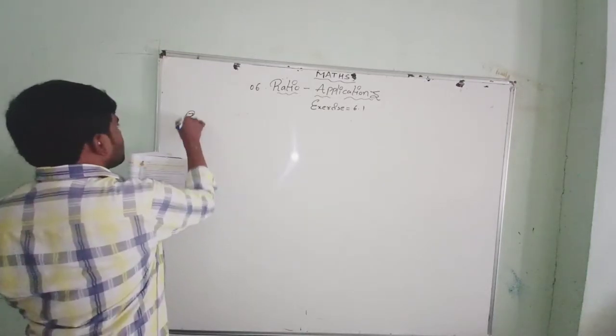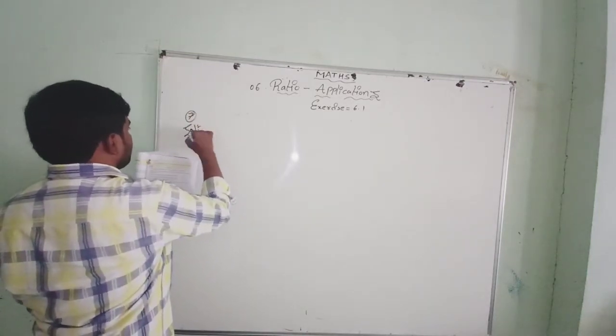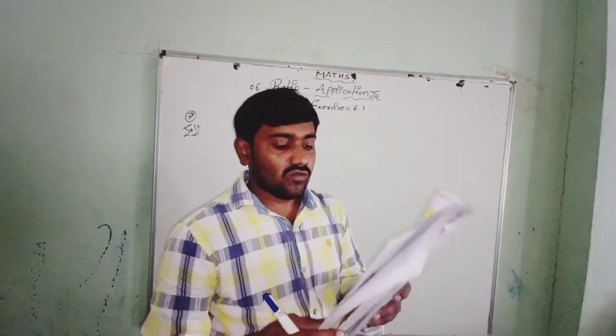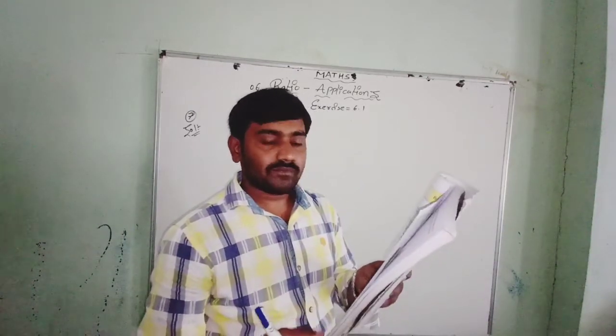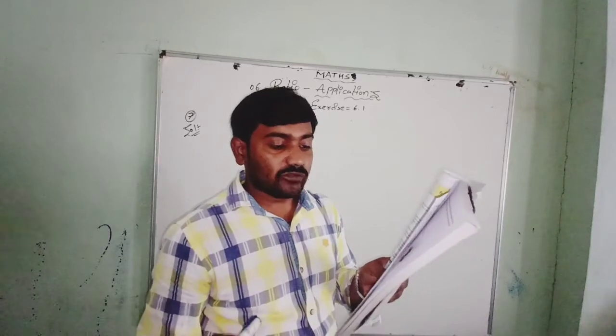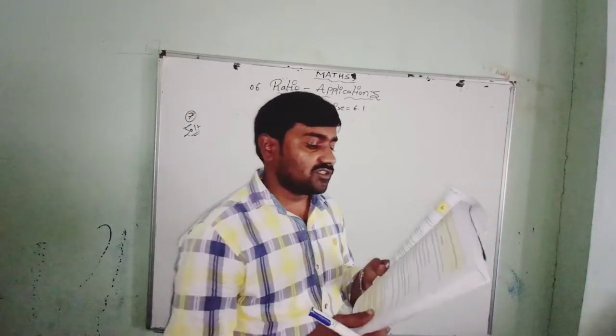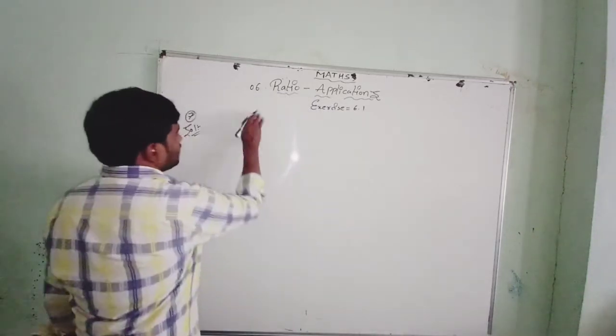Seventh question. Solution. A rectangle measures 40 centimeters in length and 20 centimeters in width. Find the ratio of length to width. Simple.